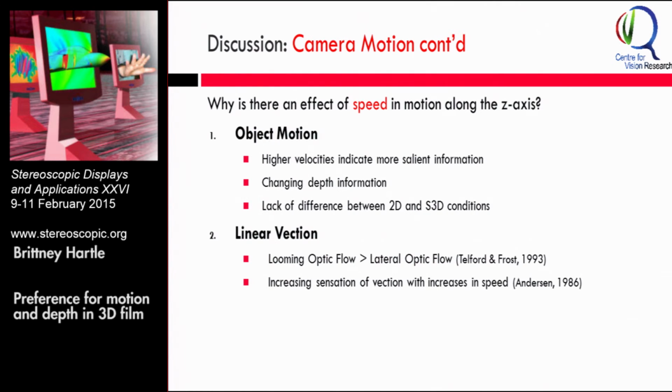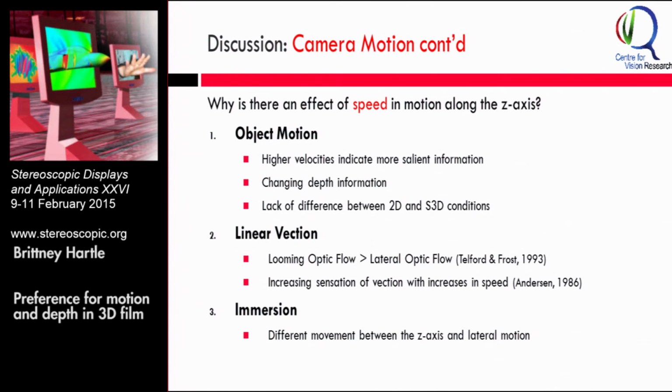And lastly, because we're dealing with something as subjective as preference, we can't ignore the possibility of higher order cognitive effects. So one possibility might have been our observers were responding to a greater sense of immersion in camera motion along the z-axis. So one thing that is different between these two conditions is the direction of the movement between the z-axis condition and the lateral motion condition.